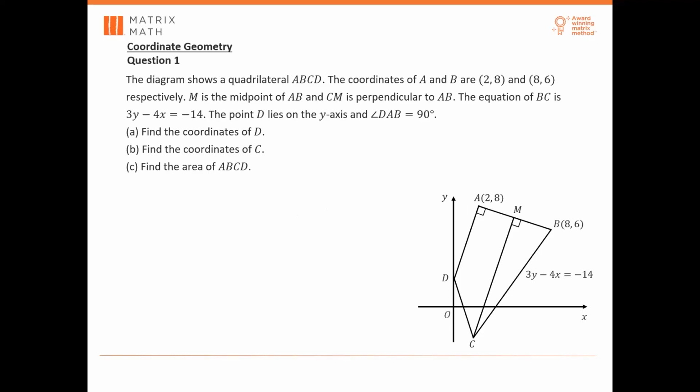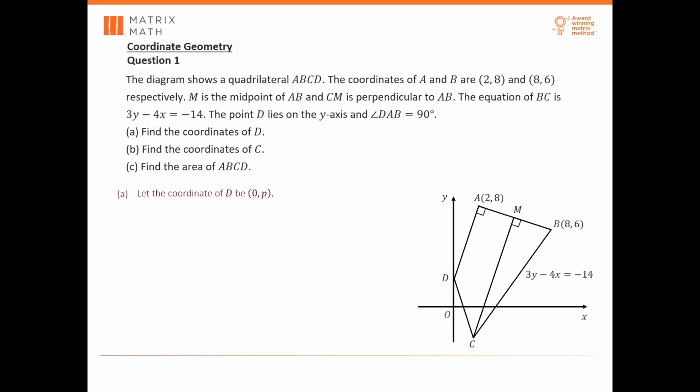Now, if you look at the coordinate D, it is the y-intercept of the line AD. Alternatively, what we can do is we can let the coordinate of D be (0, y), and then we find the gradient of AD. If you realize, the gradient of AD, when multiplied with the gradient of AB, you'll get -1. So let's go and find the gradient of AD.